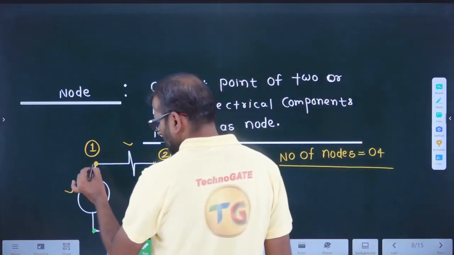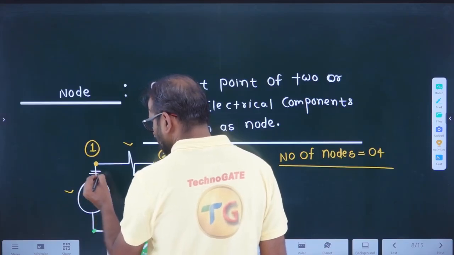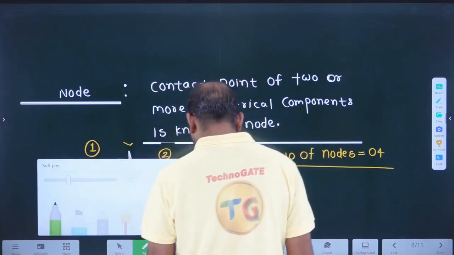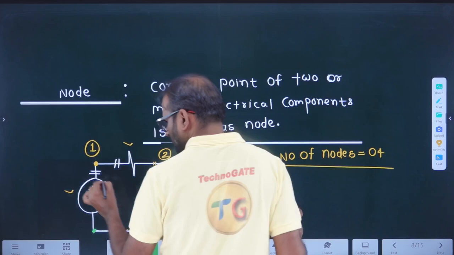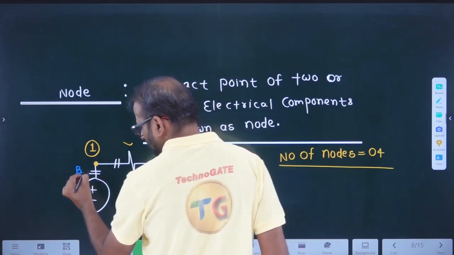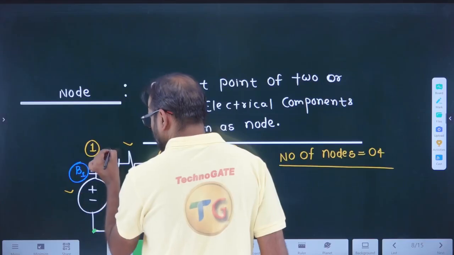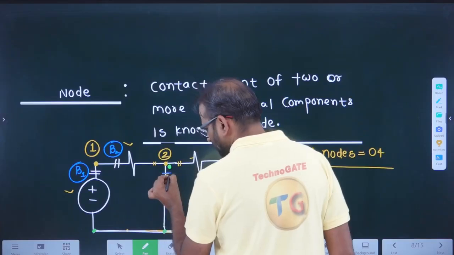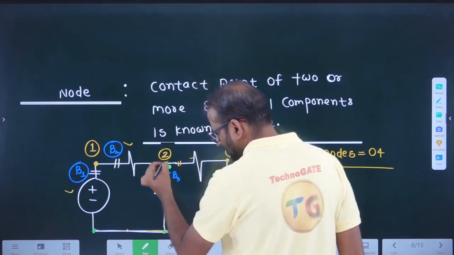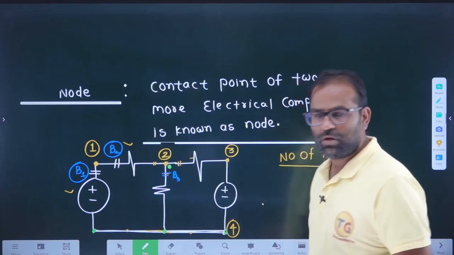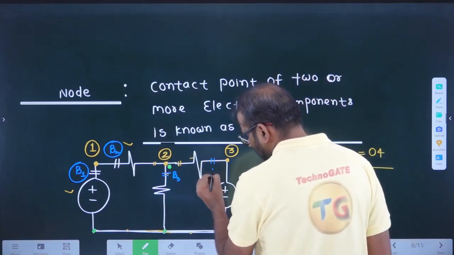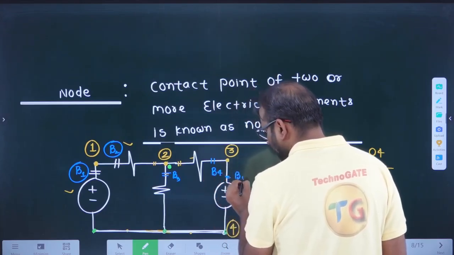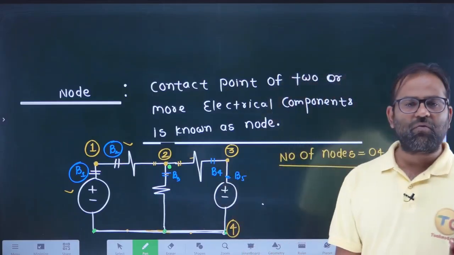This is the path between two nodes, branch number 1, path between two nodes, branch number 2. Let me call it B1. Let me call it B2. Let me call it B3, branch number 3, because this is the branch path between two nodes. Let me call it B4. And this is known as B5. So how many branches? There are five branches.